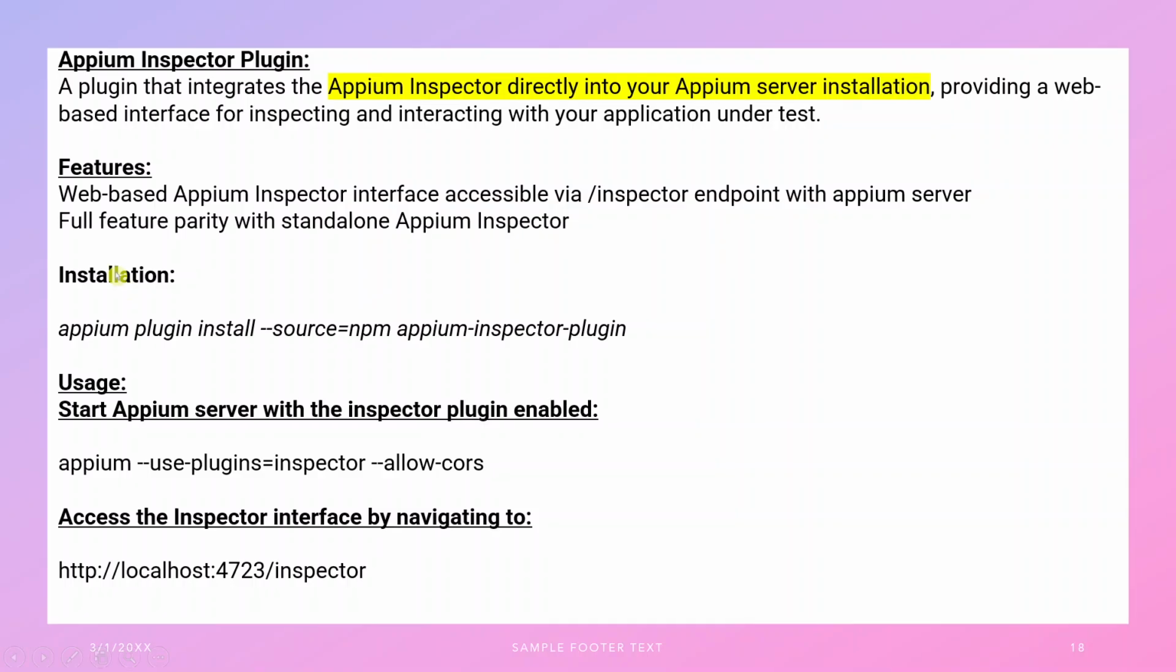Now, how to install this APM Inspector plugin? For installation, we have to use this command: APM, then the keyword plugin, then install, and then the double hyphen source equal to npm and the name of this plugin, that is appium-inspector-plugin. We will do till this part, and then we'll come back to how we need to launch this plugin.